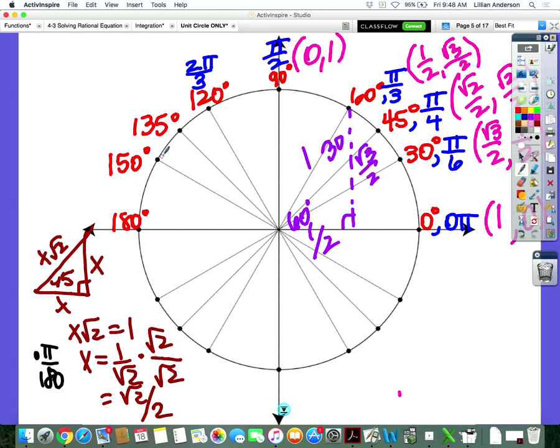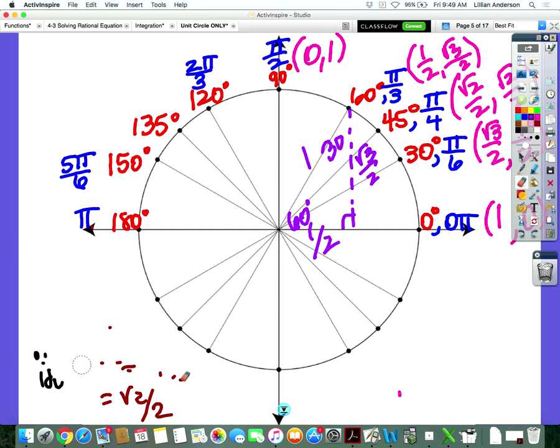The next 30-degree one. If this was 4/6, this one's going to be 5/6. So 5 pi over 6. And then this last one is going to be pi because it's going to be 6 pi over 6. And that pattern continues all the way around. They match up with your degrees as well.